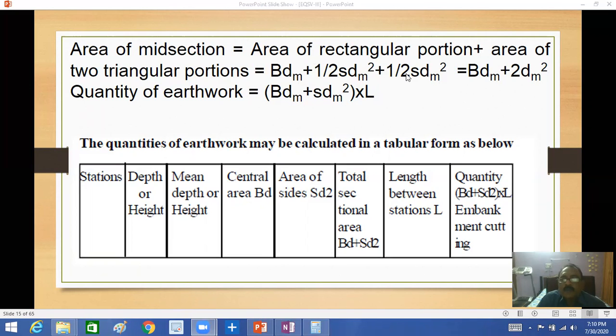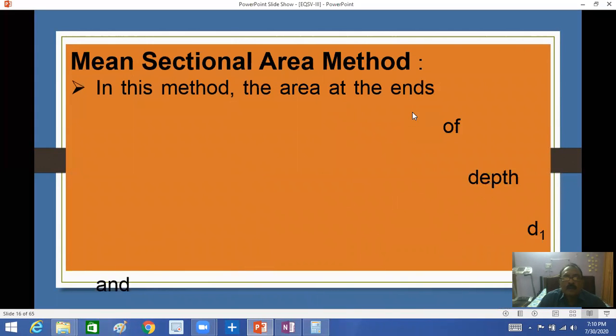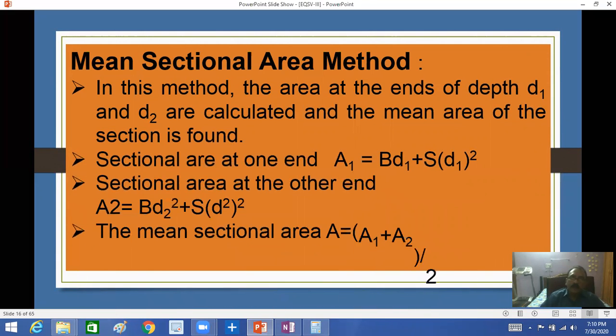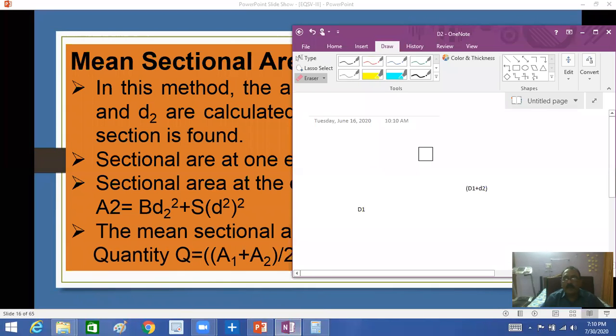Okay, see, that is mid section. Mid section means we have to calculate D1 plus D2 by 2 average. Mean section means we have to calculate front area portion and edge area. Then we will take the average of these two. See, front and edge.